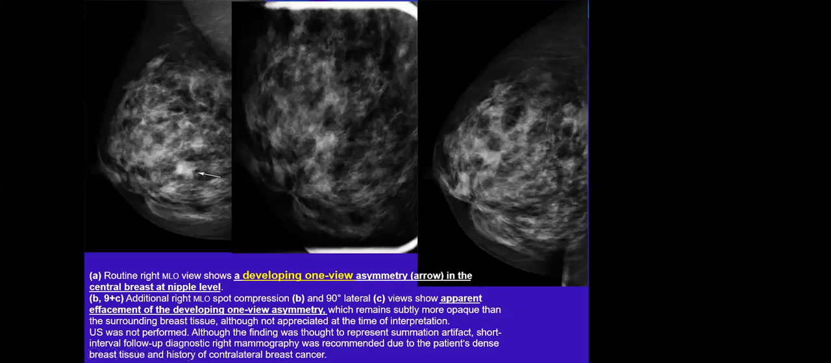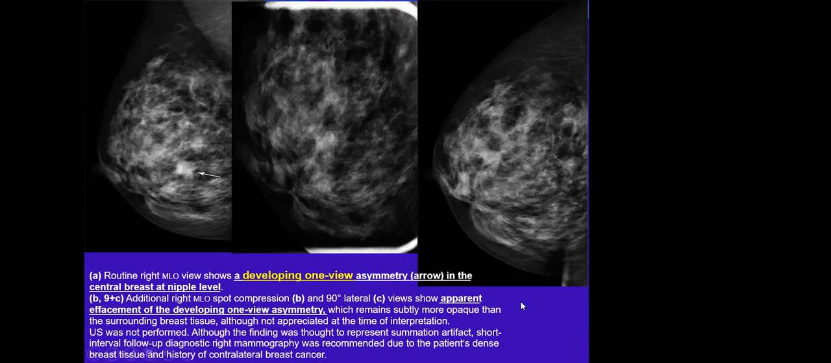Apparent effacement. It is a developing asymmetry. So what is next in a developing asymmetry? It is getting as if it is effacing, as if it is just normal tissue. But remember, it is a developing asymmetry. I have to consider it.